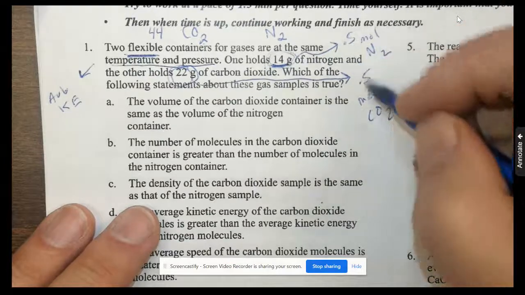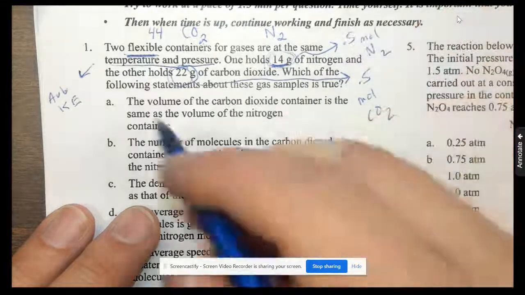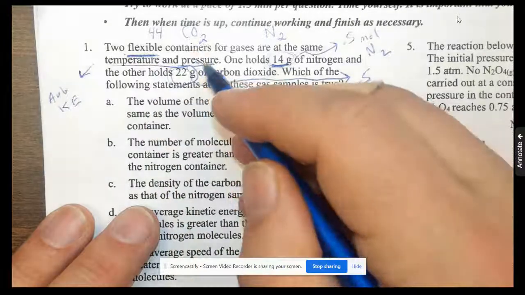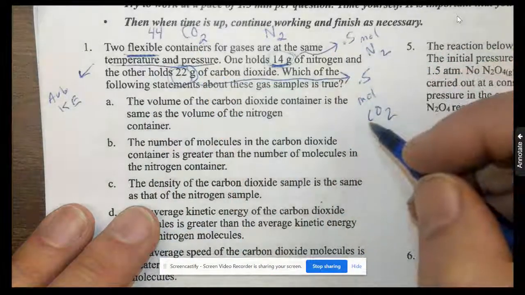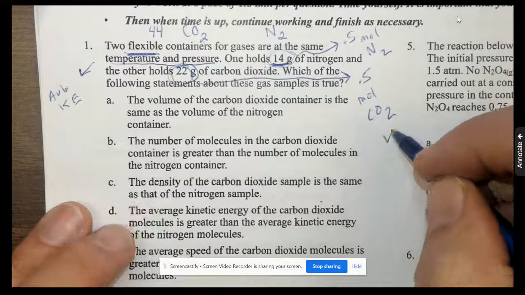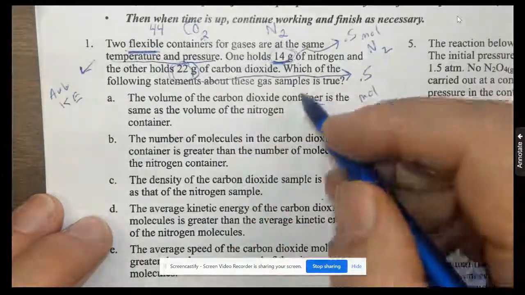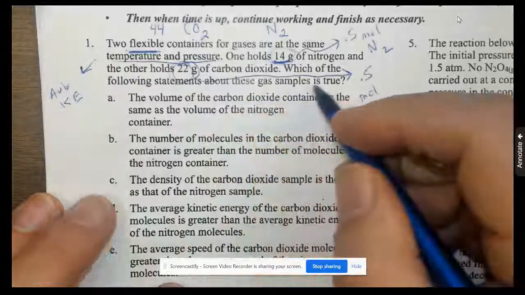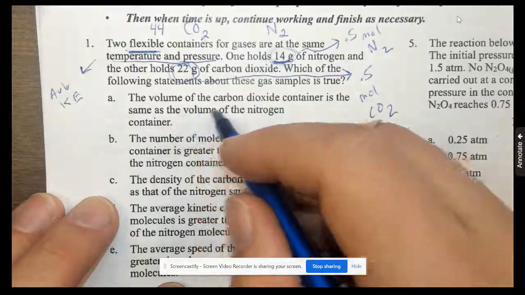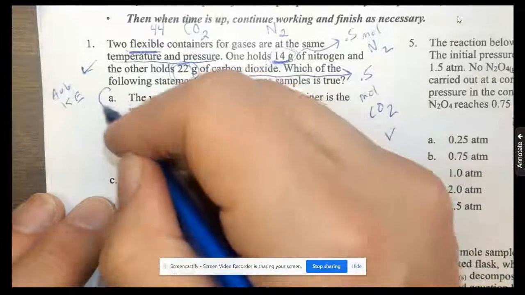All right, well, if the moles are equal and the temperature is equal and the pressure is equal, then the volume would also be equal. All right, let's take a look. It says, which of the following statements about these gas samples is true? The volume of the CO2 is the same. Yes.